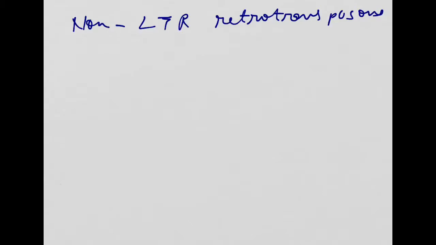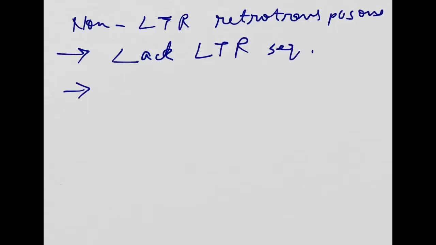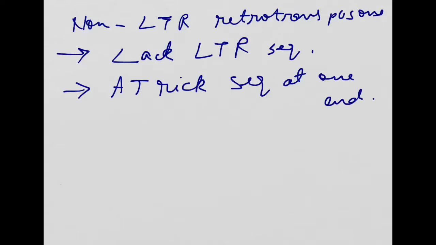Now comes the non-LTR retrotransposons. They will lack the LTR sequence, but they will have an A-rich sequence, a stretch of A-rich sequence at one end, not both ends, only at one end. Examples include SINEs and LINEs.